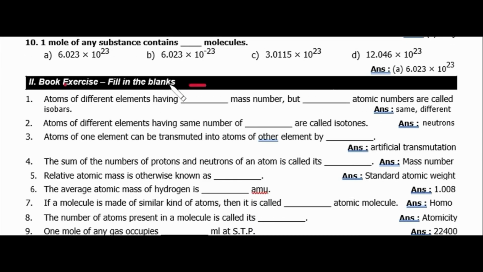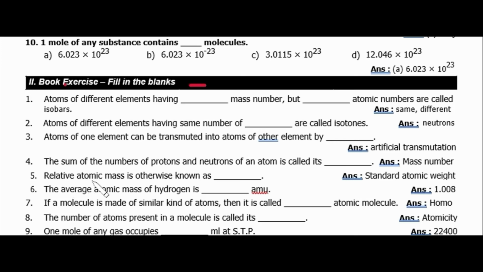Next, second Roman letter, fill in the blanks. First one, atoms of different elements having dash mass number, same mass number but different atomic numbers, are called isobars. Second, atoms of different elements having same number of dash are called isotones. Answer neutrons. Third one, atoms of one element can be transmuted into atoms of other element by dash, artificial transmutation. Fourth one, the sum of the numbers of protons and neutrons of an atom is called its dash, mass number.